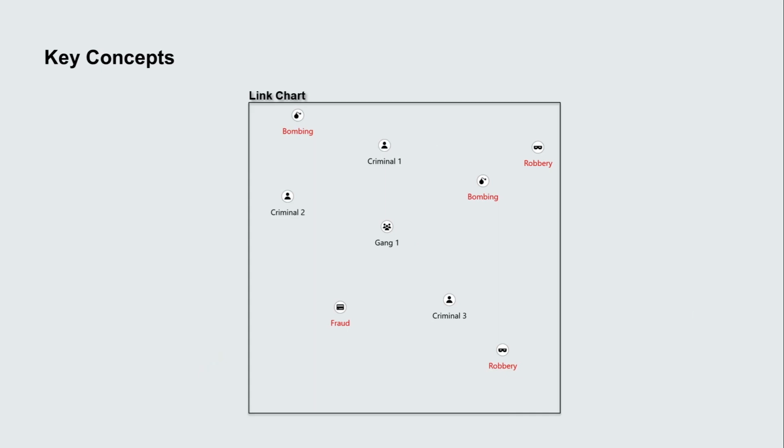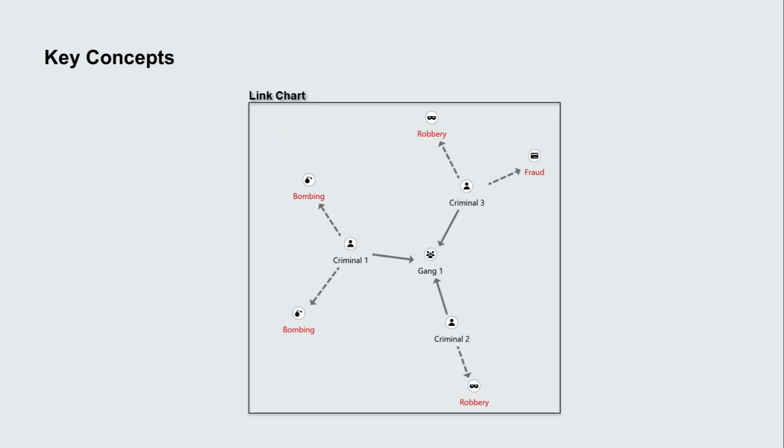For example, there are two entity types in this link chart. One with events, the bombings, robberies, and fraud with red labels, and one with nefarious actors, criminals and gangs with black labels. Those entities can be linked together by relationship types. In this example, the confirmed relationships are shown with a solid line, while the inferred relationships are dashed.